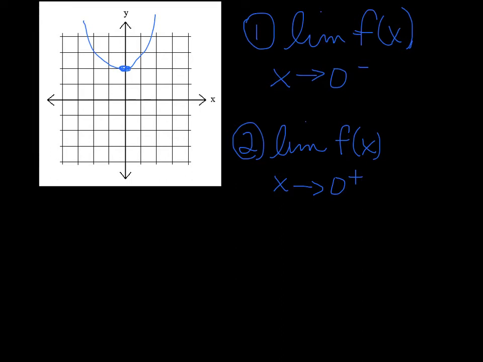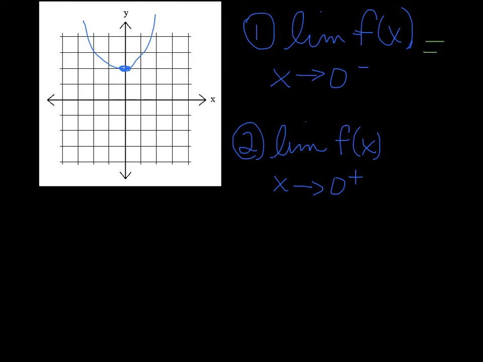Now from the negative direction and the positive direction, you just want to think of it like you would a number line. Coming from the negative direction would mean you're coming from the left. Coming from the positive direction means you're coming from the right. So let's look at example number 1.